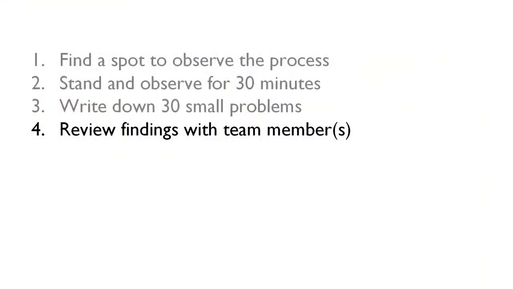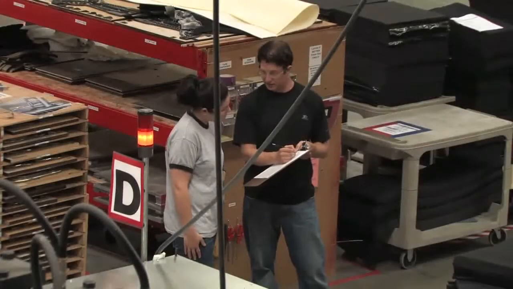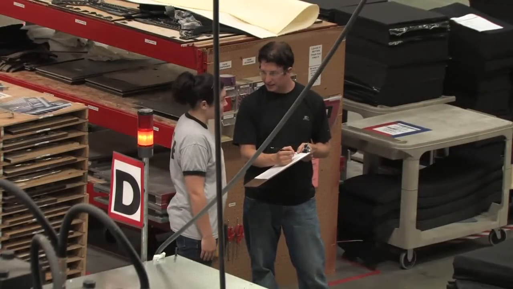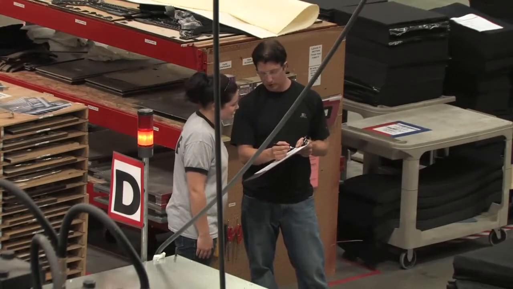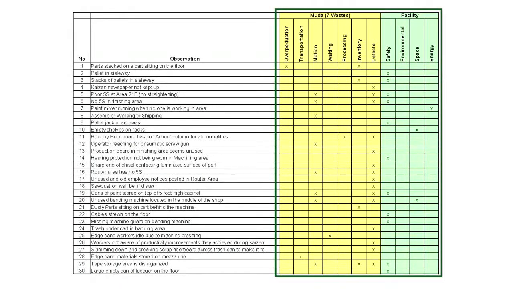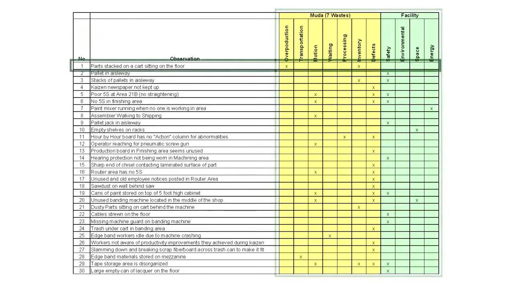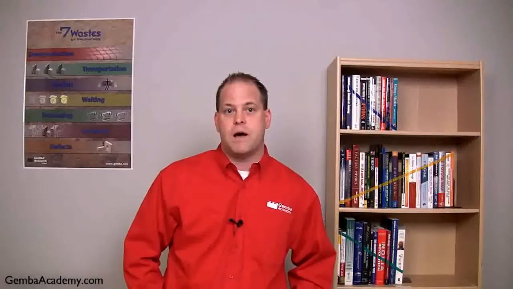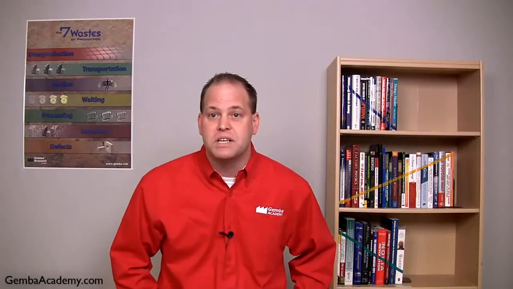But starting with the fourth step, we'll begin to involve others as we review our findings with team members, where, among other things, we'll work to identify the type of waste or inefficiencies we've observed, which is the 5th step of our process. It should be noted that an observation will often have more than one waste assigned to it. For example, parts stacked on a cart sitting on the floor could be an example of the waste of overproduction and inventory.